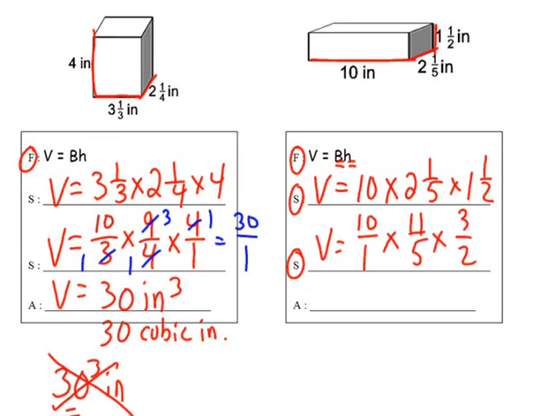Let's see if we can cancel anything out, which looks like we can. We could do the 10 and the 5. We could do the 2's. And I'm left with 11 times 3, which is 33. And then 1 times 1 times 1, which is just 1. So our volume would be 33 cubic inches. So that's how you find the volume of rectangular solids with fractional sides.